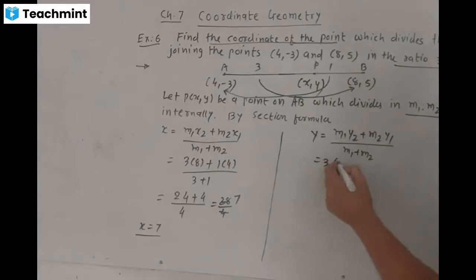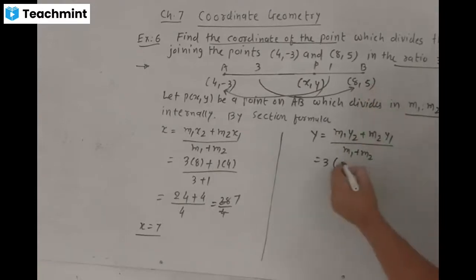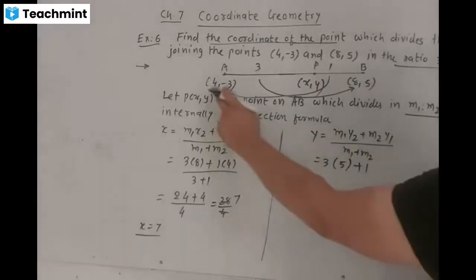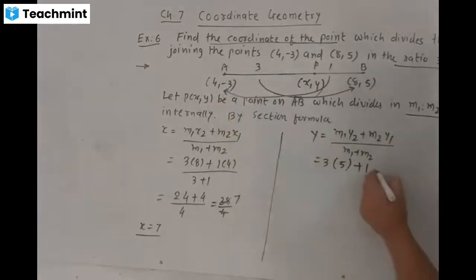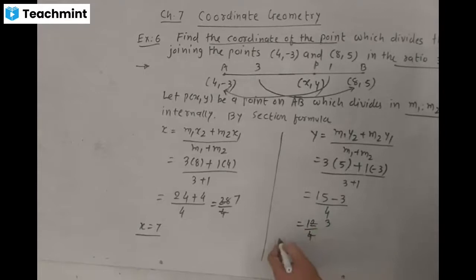and y is equal to m1 is equal to 3, y2 is equal to 5, m2 is equal to 1, y1 is equal to negative 3, divided by m1 plus m2, 3 plus 1. 3 fives are 15, 3 ones are 3, minus 3 divided by 4, and that is equal to 12 by 4, 4 threes are 12. Therefore coordinate of y is 3.